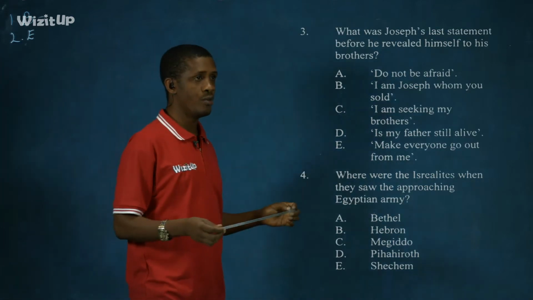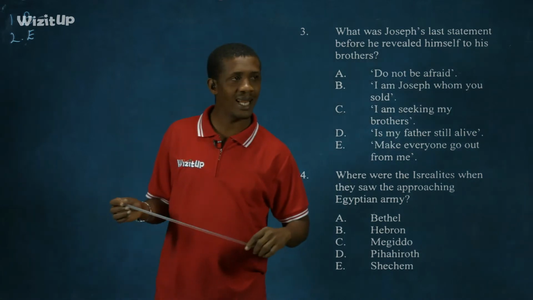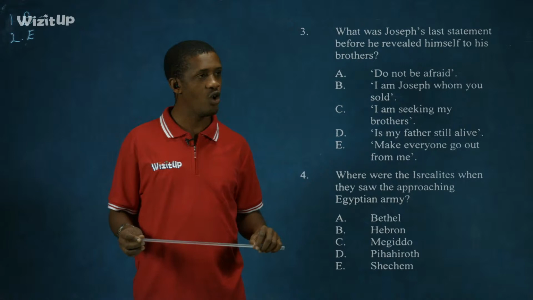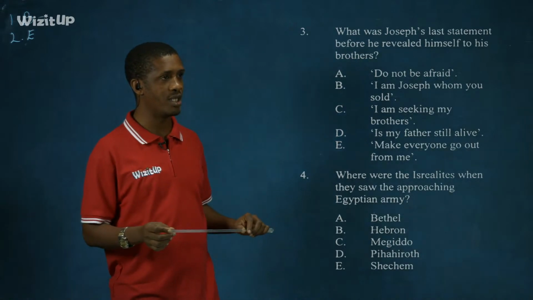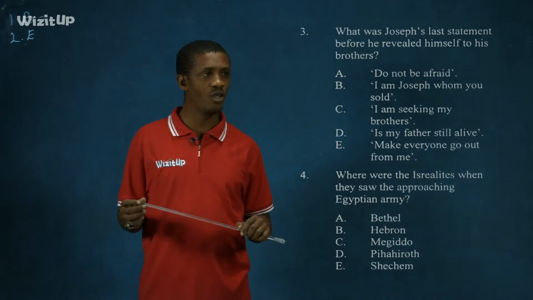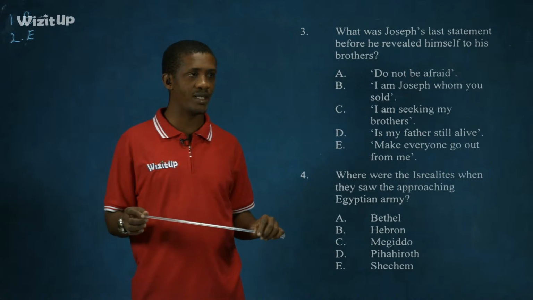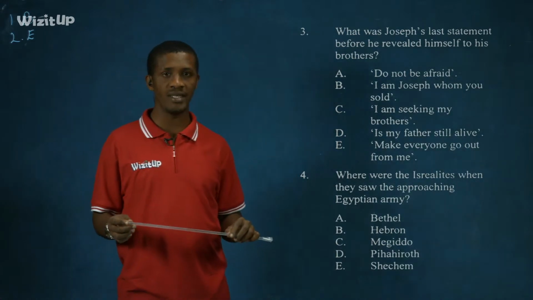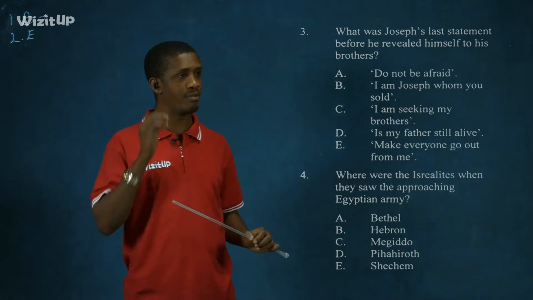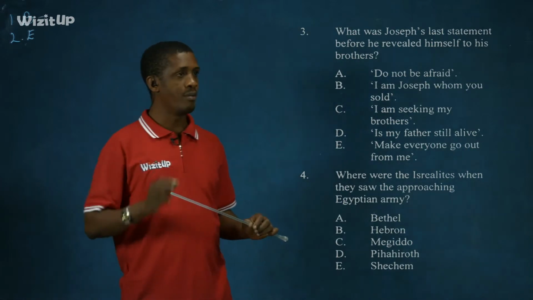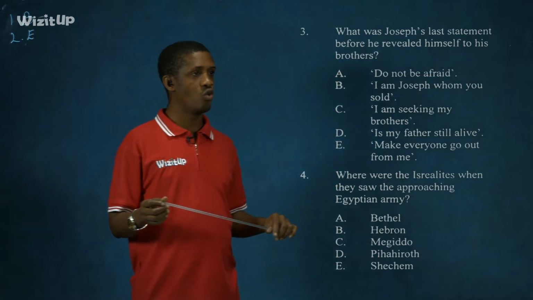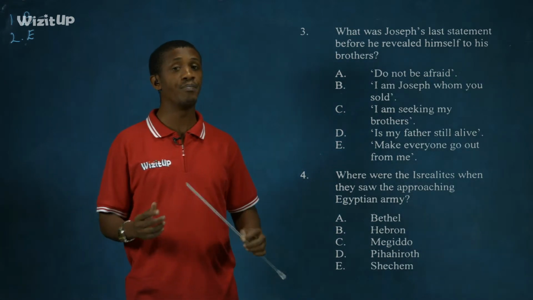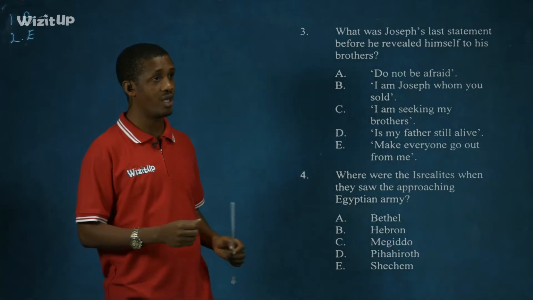All right. Now let's go to the third question. Question number three. What was Joseph's last statement before he revealed himself to his brothers? A, do not be afraid. Yes, Joseph said that, but that was not the last statement he made. So that's the wrong answer. B, I am Joseph whom you sold. That is the revelation. So that was not the last statement before the revelation. That is the revelation itself.